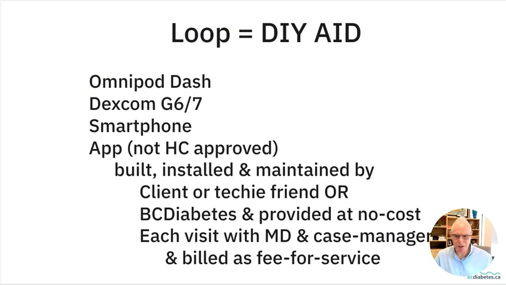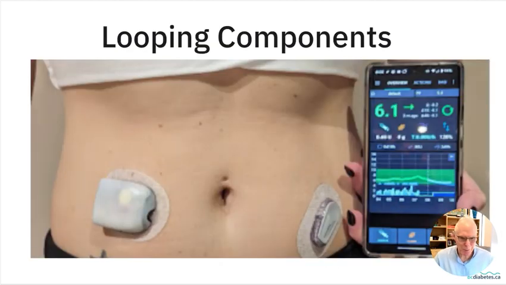Each visit at BCDiabetes will be with a case manager overseen by one of our endocrinologists, and it will be billed as fee for service, so at no personal cost to our clients. What are the looping components here? They are visible. You can see the stomach of one of our loop patients who's allowed this, and other photos you'll see throughout the presentation. They've all given the client's consent. So she's wearing a Dash, a Dexcom G6, and on her phone is running Android APS, one of the flavors of DIY algorithms.